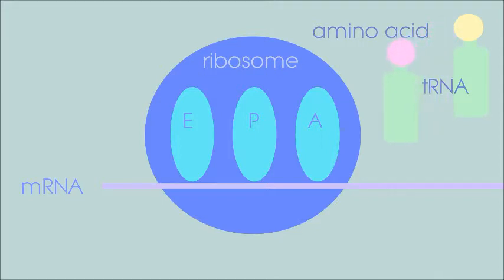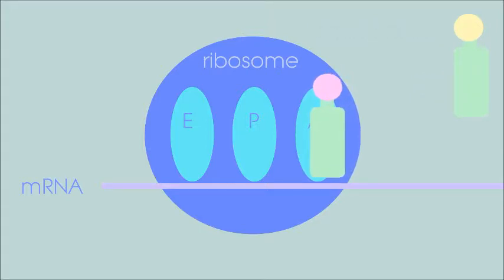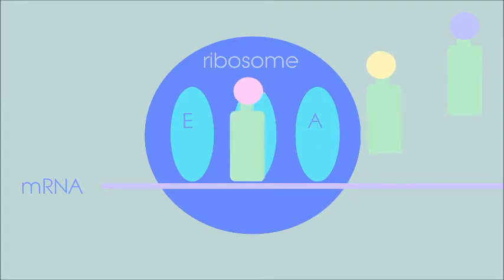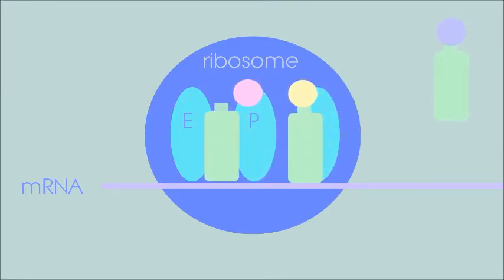A tRNA molecule has an anticodon sequence in its second loop region that is complementary to the 3 nucleotide sequence of codons in mRNA. This allows it to bind to codons in mRNA in an antiparallel manner and according to the AUGC rule. tRNA molecules also carry an amino acid.